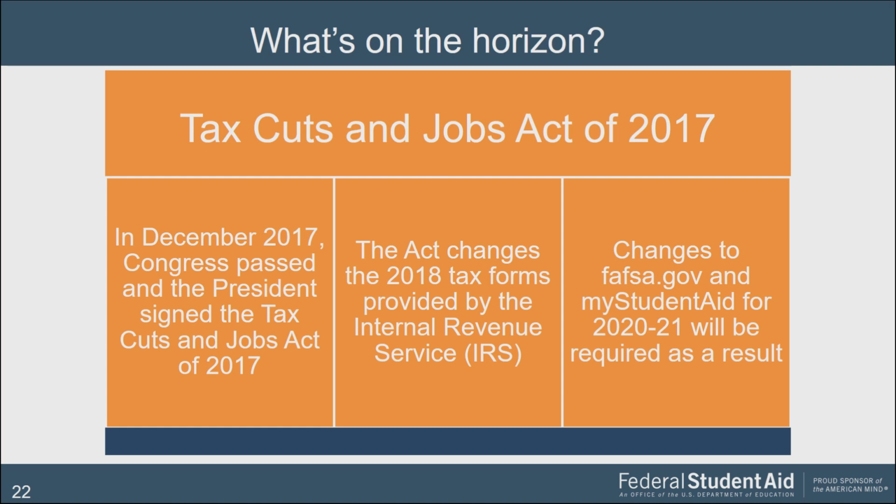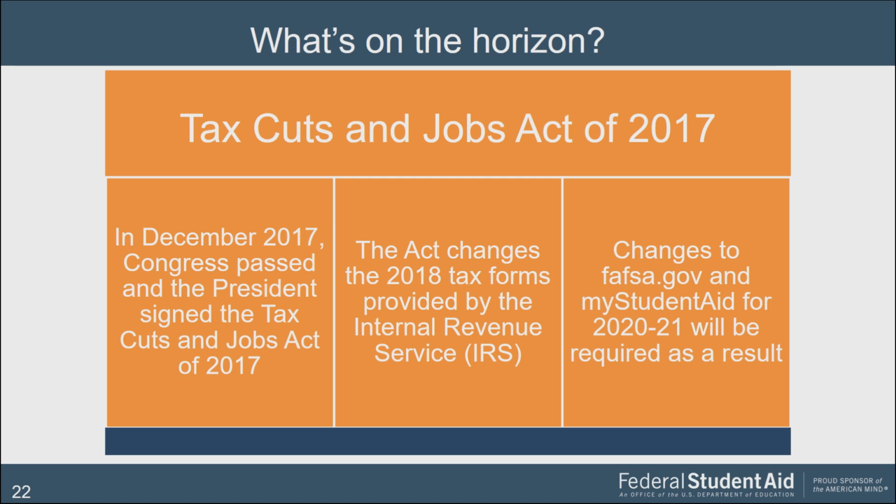So the Tax Cuts and Jobs Act of 2017 was passed by Congress in December of 2017, and it impacts the 2018 tax forms, which we will all start filing very shortly. You can go out and see what they look like. There was a public comment period, and we have looked at those things backwards and forwards.